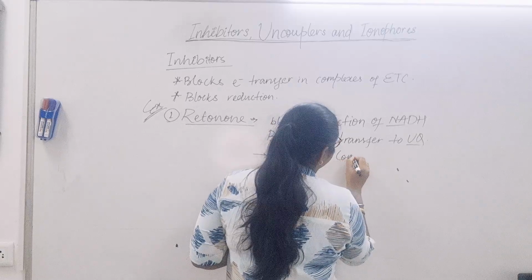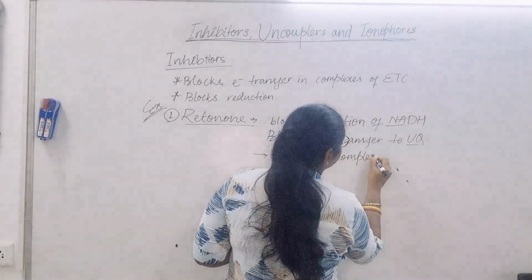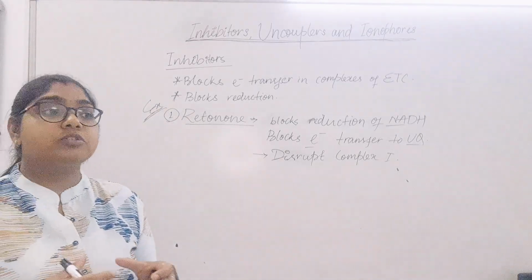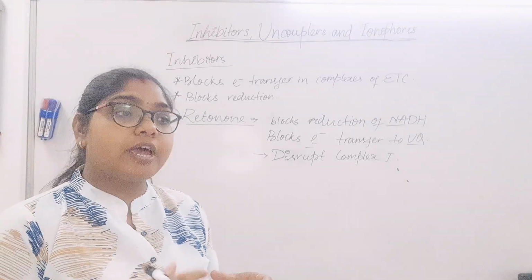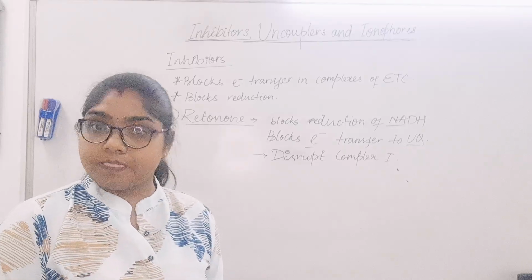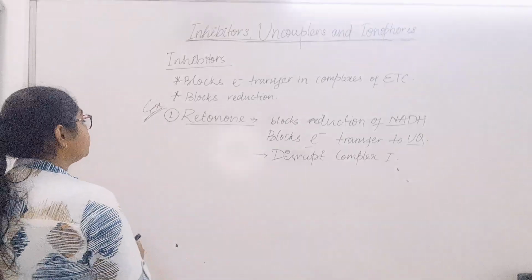And this rotenone is used as an insecticide. Also, it is used as a fish poison. Some tribes use it as a fish poison to paralyze the fish. So that is rotenone.